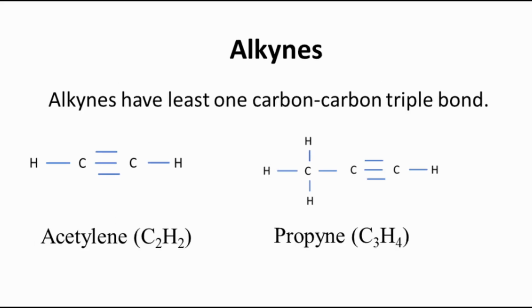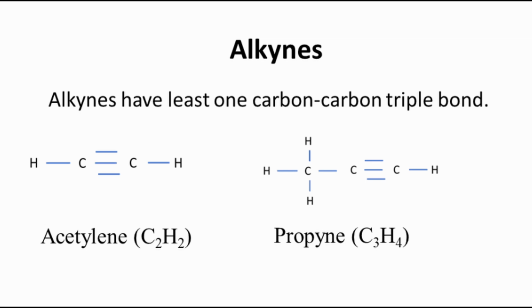Alkynes have triple-bonded carbon. Acetylene, C2H2, is the simplest alkyne. Acetylene has 2 triple-bonded carbon atoms in line with 2 hydrogen atoms. Acetylene is used as welding and cutting torch fuel.